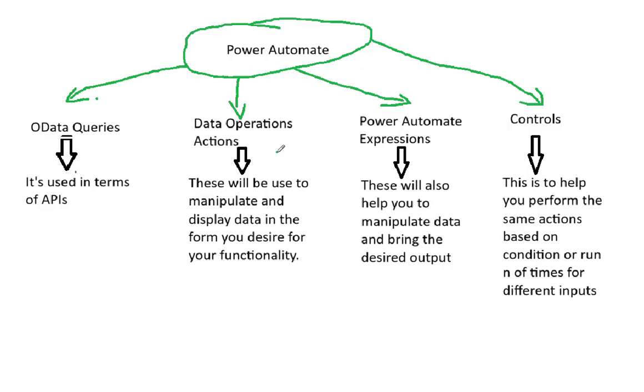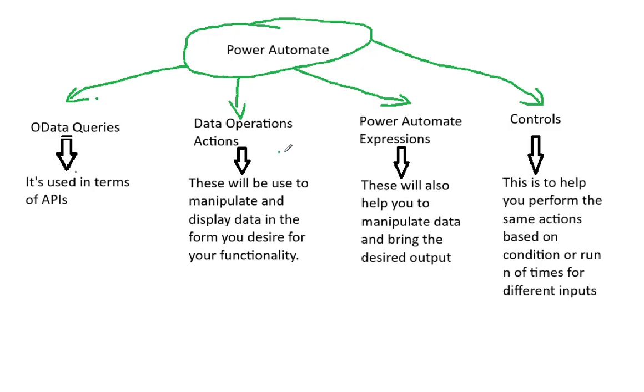You can just bring the input into the Compose action, and from there you can manipulate it using Power Automate expressions. Or if you have an array of inputs from your data set, you can filter that array based on certain conditions, and have just the limited number of values that you need for your operations. So there are various data operation actions that we can see going forward.